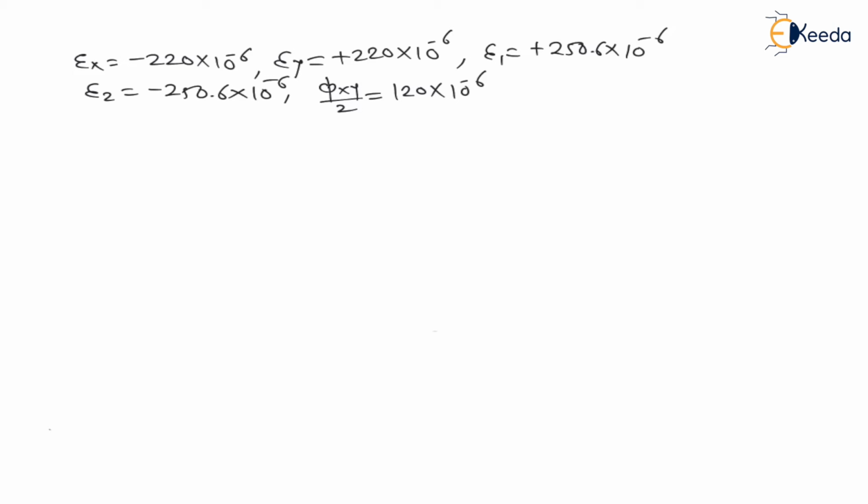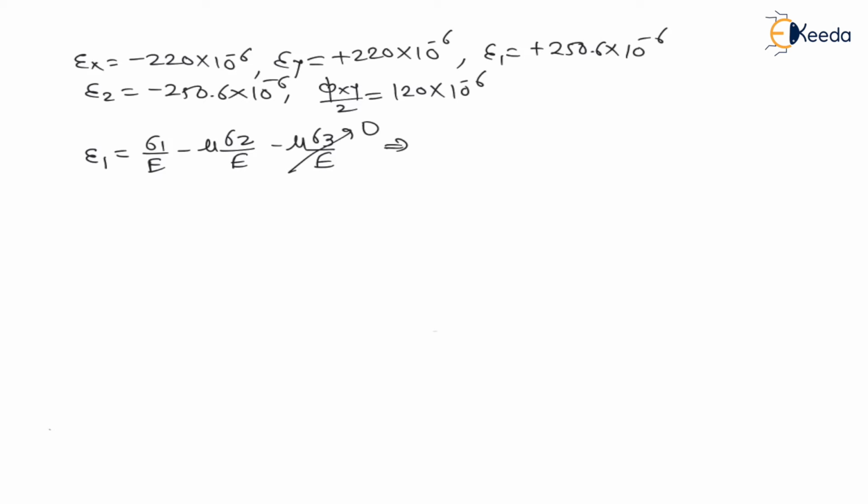Now the question is to find principal stresses. Principal stresses are sigma 1 and sigma 2. From strength of materials I am considering some formulas. E1 is equal to sigma 1 by E minus mu sigma 2 by E minus mu sigma 3 by E. But here it is 2D loading, therefore sigma 3 by E will be 0. This is the E1 formula.